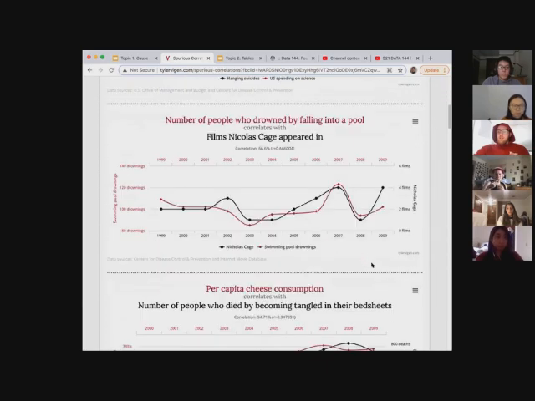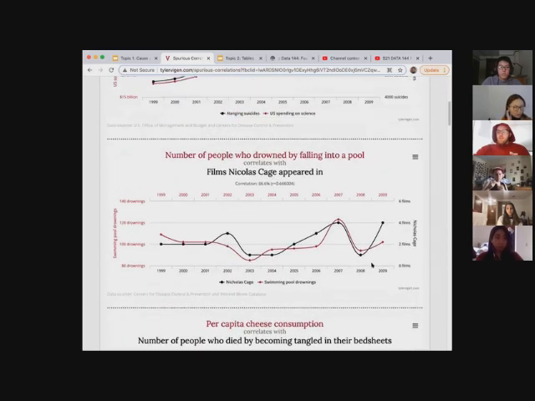Okay, I will just show another example. Like I said, feel free to check out the website later. Say the number of people who drowned by falling into a pool correlates with films Nicolas Cage appeared in. I guess that's even random. For whatever reason, they go together from 1999 to 2009.